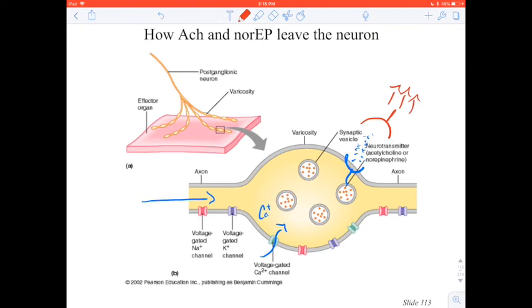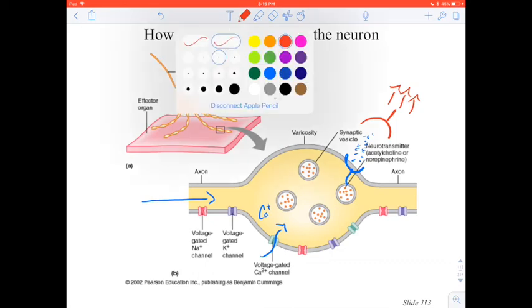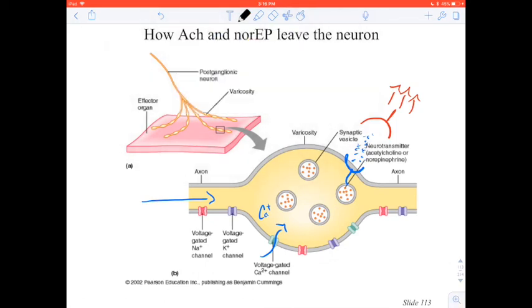So one thing to note here is we have certain autoimmune diseases. One of them that I want to talk about really quick is called myasthenia gravis.